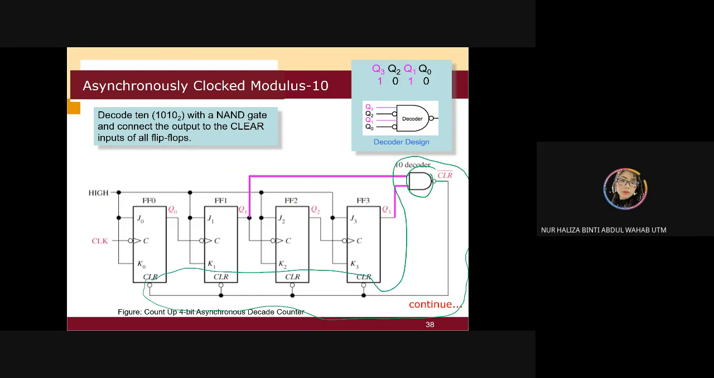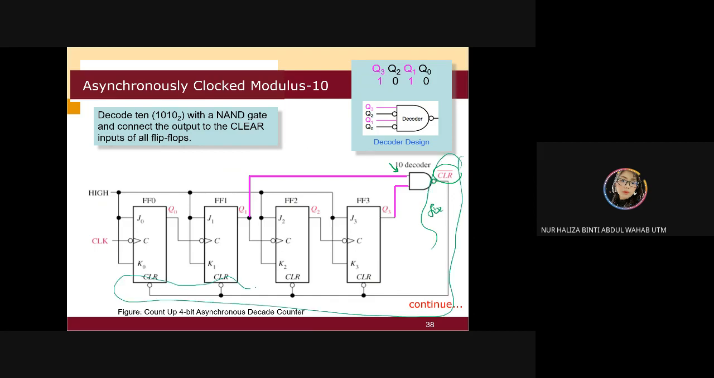Okay. Then how are you going to put the inputs for this NAND gate? Because your output is already fixed. It's already fixed to be connected to your CLR. Your output for this NAND gate is connected to the CLR of all your flip-flops, and it's fixed for this part.